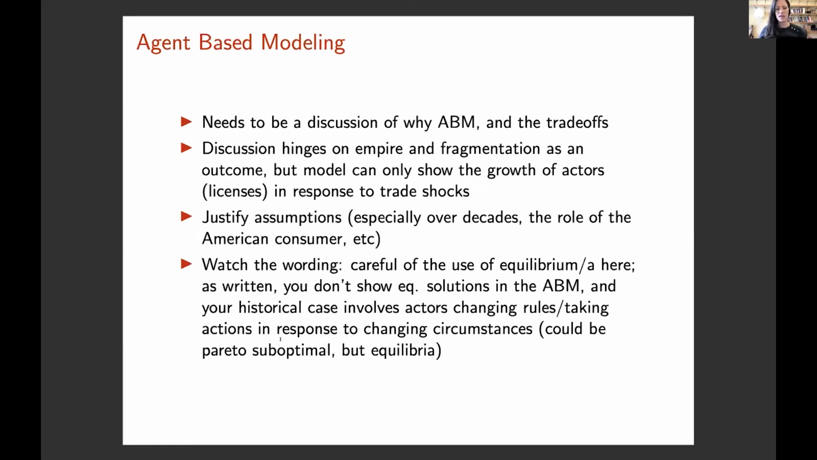Also, last, a minor point: watch the wording, be careful of the use of equilibria here, because you're not really showing your equilibrium solutions in the agent-based model, if there are some. And your historical case actually involves actors changing rules and taking actions in response to changing circumstances. So these could be suboptimal, but these actually might be equilibrium. Just because the status quo changed doesn't necessarily mean the steady state has fallen apart. And so if you have the solutions for the agent-based model, I'd like to see them.